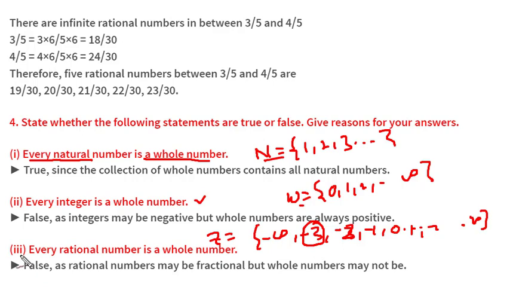Now the third question is: every rational number is a whole number. Remember, a rational number is any number denoted in terms of p by q, where q is not equal to 0. Now 1 by 2, for example, is a rational number, but is it a whole number? No. Whole numbers are 0, 1, 2, 3, 4 and so on. This is not, since its denominator is always 1. So this is false.